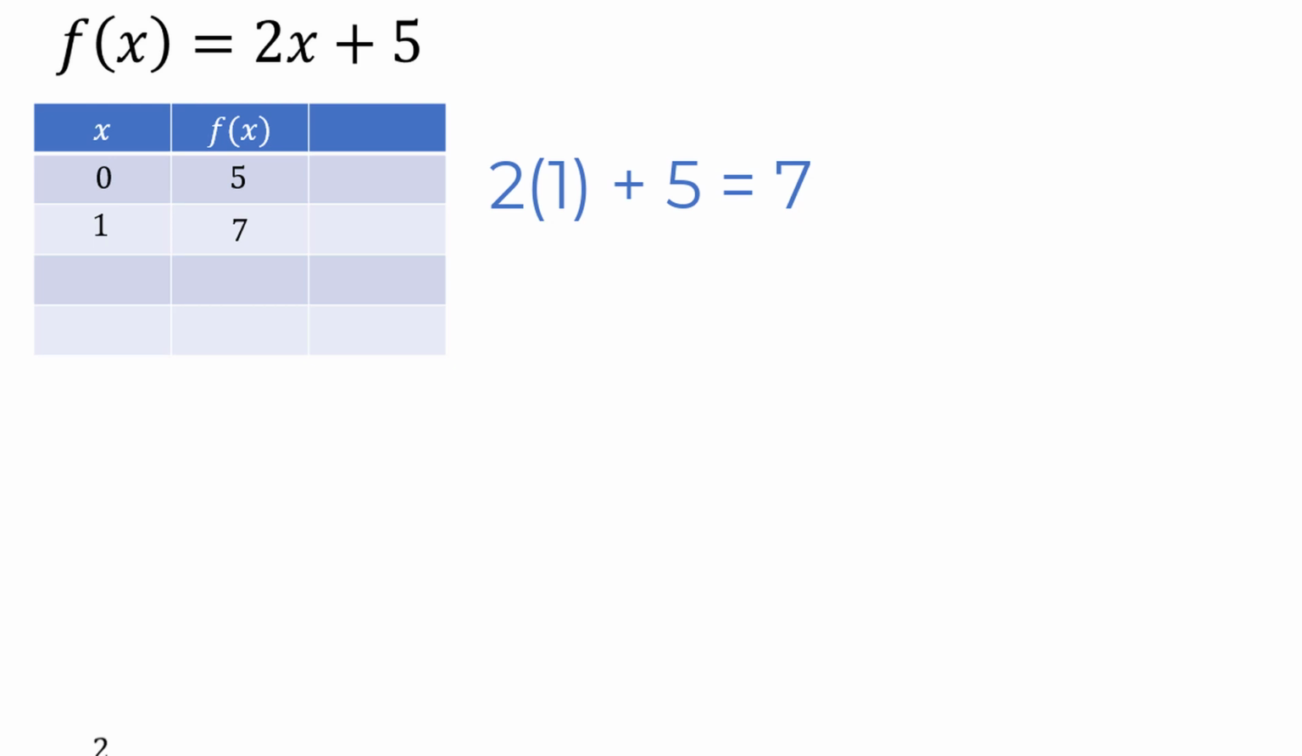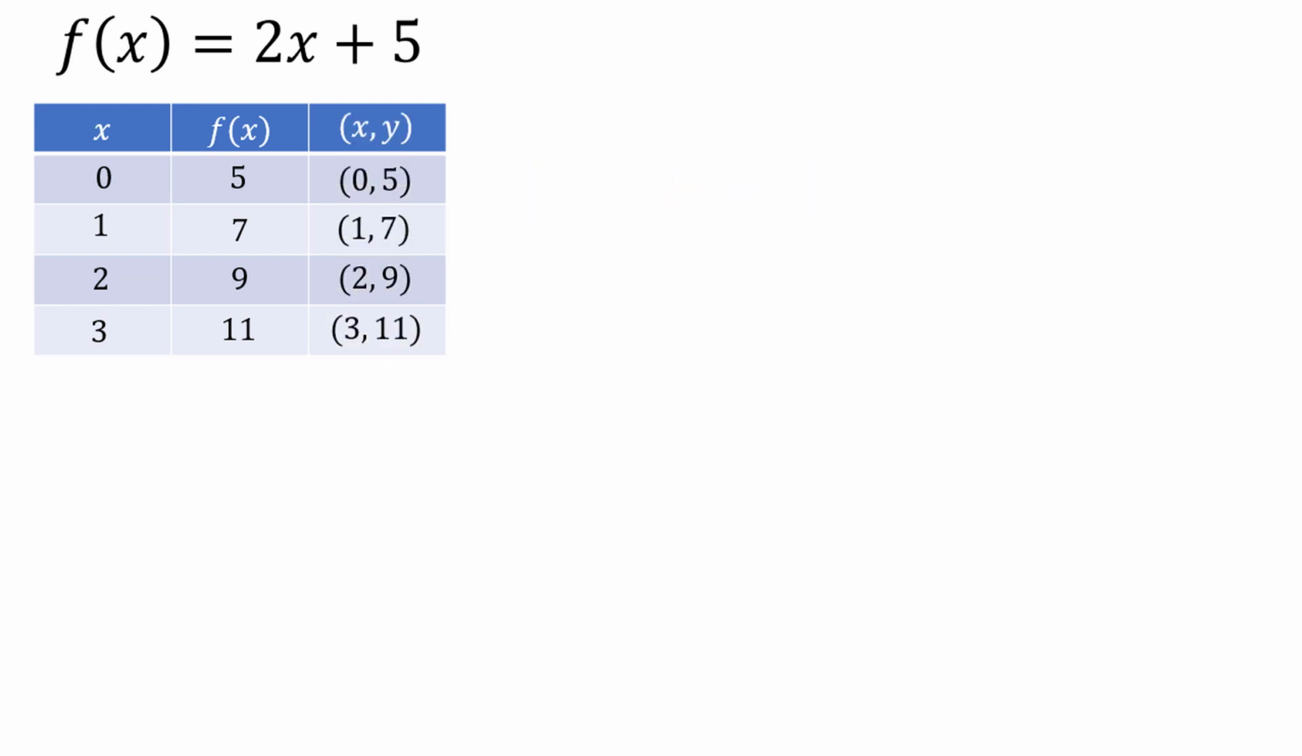If we plug in x is equal to 2, we will get out 2 times 2 plus 5, which is 9. If we plug in x is equal to 3, we will get out 3 times 2 plus 5, which is 11. We can express the input-output relationship as ordered pairs, so that we have (0, 5), (1, 7), (2, 9), and (3, 11). The first value in each ordered pair represents our input of x, and the second value represents the output of f of x, sometimes labeled as y.